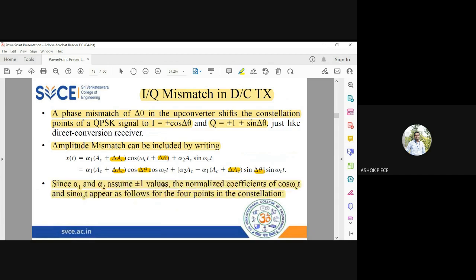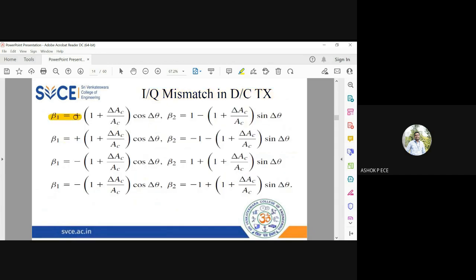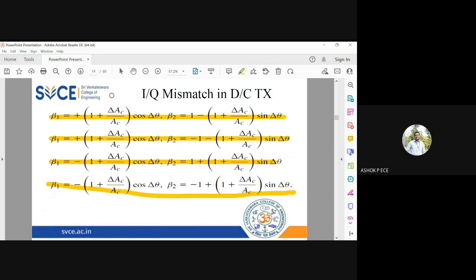Usually, you get 4 points of the constellation. So the 4 points of the constellation are given here: beta 1, beta 2, the four coordinates. Okay, where you have the constellation. And if we assume delta A and delta theta are 0, then you can see the values are going to be plus 1, 1; plus 1, minus 1; minus 1, 1; minus 1, minus 1. So if you plot the constellation, you will have the four points here.